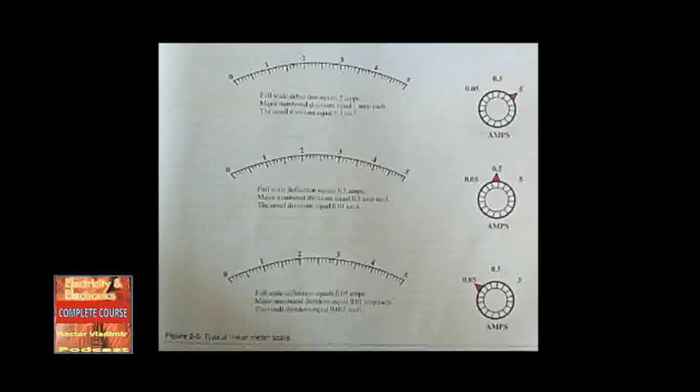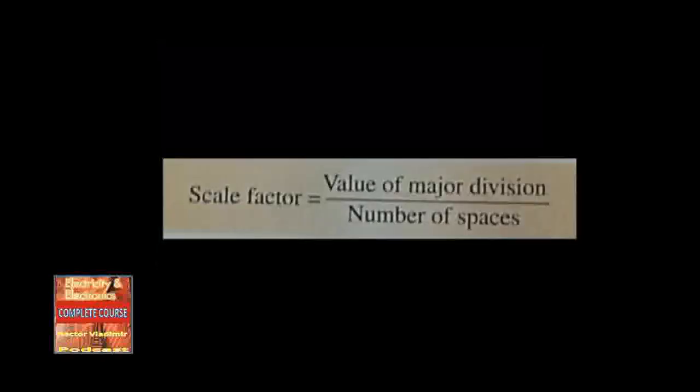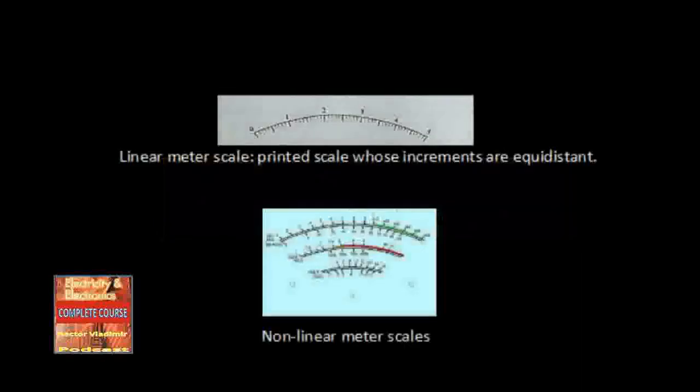The scale illustrated in figure 2-5 is marked from 0 to 5, with 10 smaller marks between each major numbered mark. To determine the value of each mark between the major divisions, the scale factor, divide the value of the first major division by the number of spaces in that division.